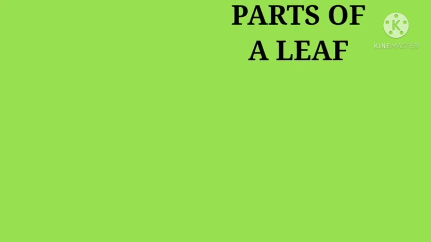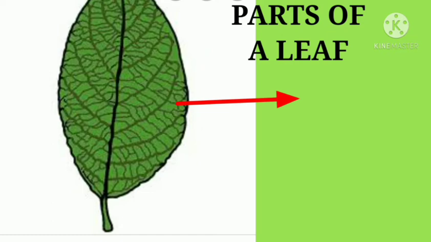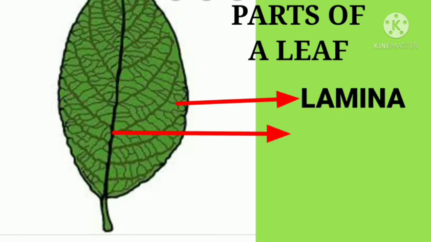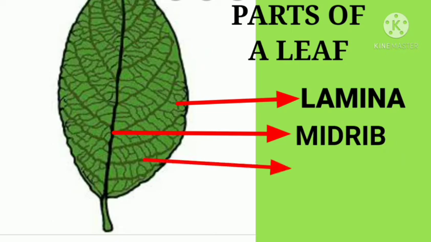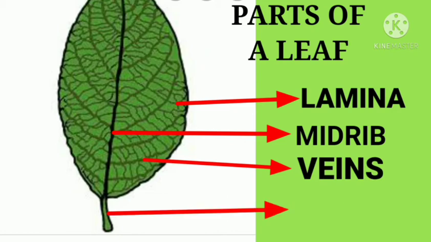Parts of a leaf. The large flat part of the leaf is called the lamina or leaf blade. There is a midrib. A number of veins arise from the midrib, and the base of the leaf is called the petiole.